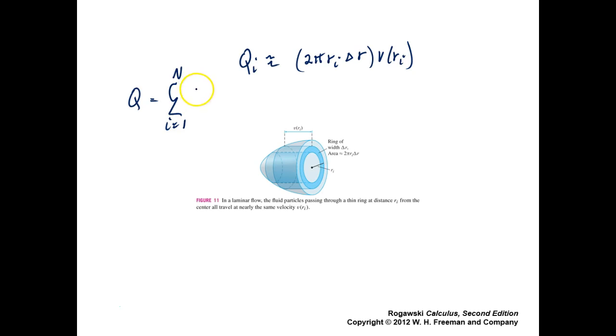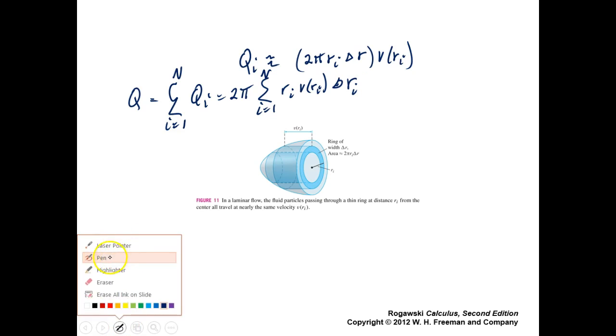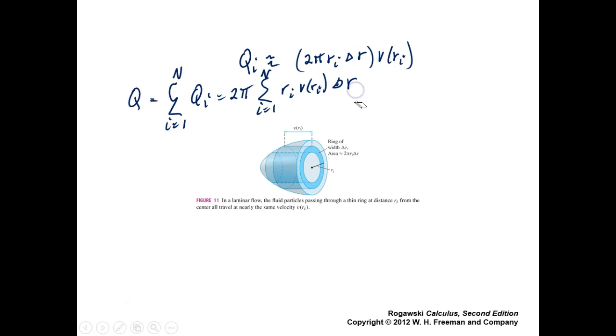Then that would be of all your q sub i's, which would then be 2 pi times the summation, I equal 1 to n, of r(I) v of r(I) delta r. I guess you call that delta r sub I too, or they just leave it delta r. You could put in a subscript there, but they don't. Okay, let's just leave that out then.